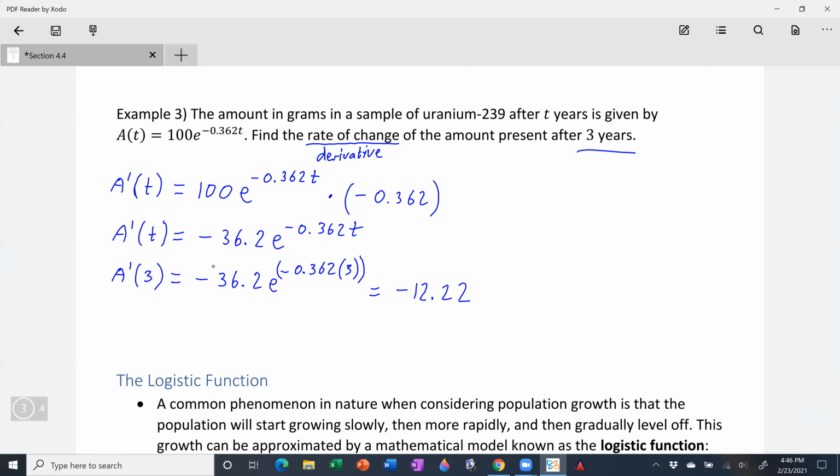Okay, so remember when we were talking about decay of this, so that makes sense. So I'm thinking about this negative number, it means decay, right? If you've got a radioactive half-life type of situation, then you would have a decay happening, okay? And so what this means is the rate of change of the amount present after 3 years. So this is negative 12.22, and this would be, what's the units? Grams per year.